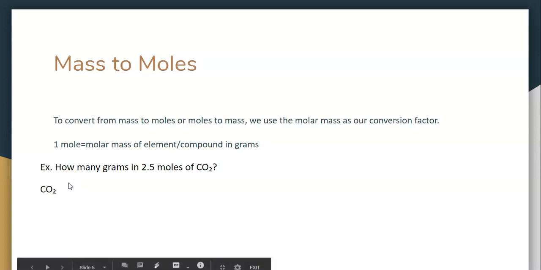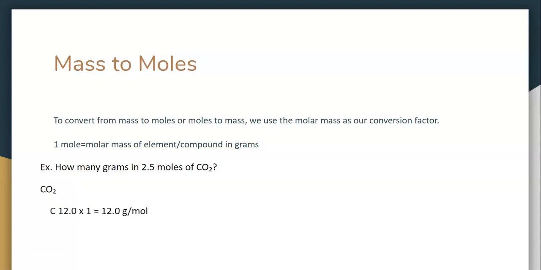So, carbon dioxide, that's CO2. My C, if I look on the board, is 12.011. So first decimal place is 0. Second is the 1. So I'm going to just put 12.0. And I have one of them according to my formula, which is CO2.